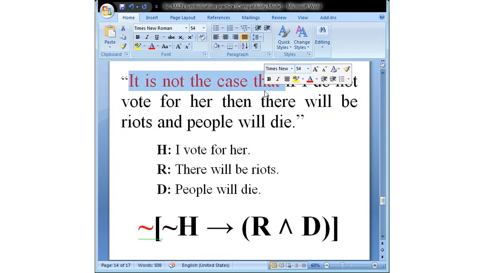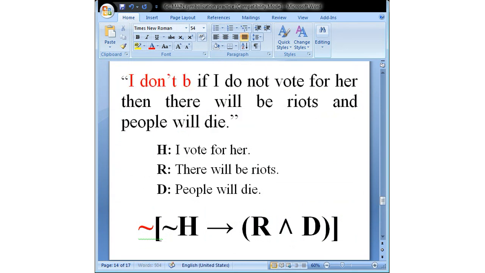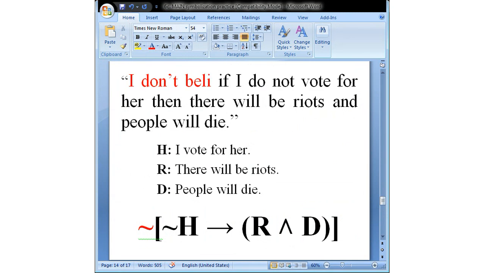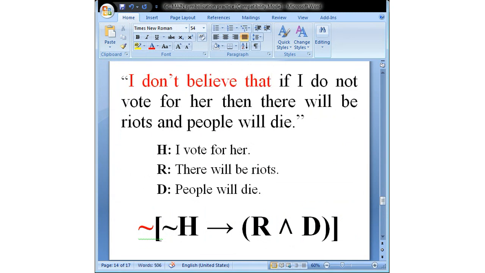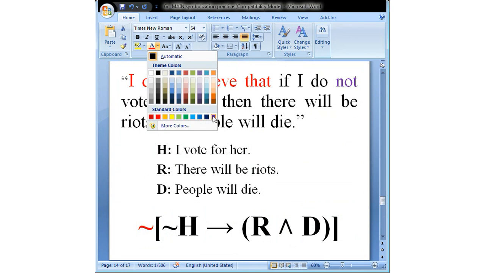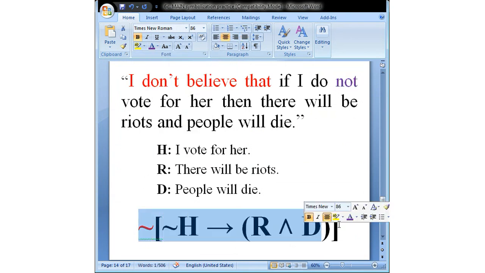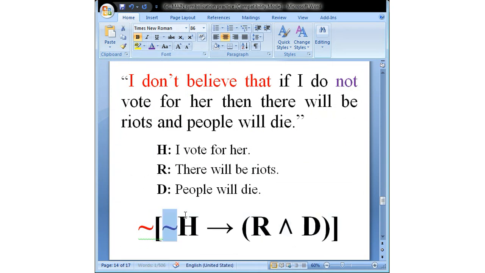But you know what? I don't believe that. Believe is a technical term which means take to be true. I don't take to be true that if I do not vote for her, notice the not here, crucial. You don't want to get it lost because there's a not here and there's a not here, but they're ranging over different things. The not that's in red ranges over this entire compound proposition, and the not that's in purple ranges over this atomic proposition, I vote for her, this H. And so you got to get these parentheses right.